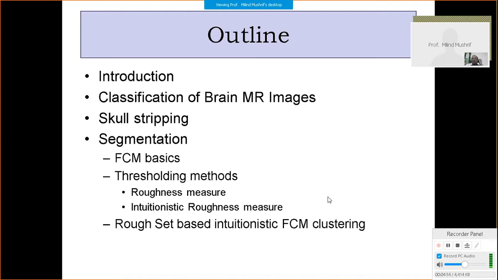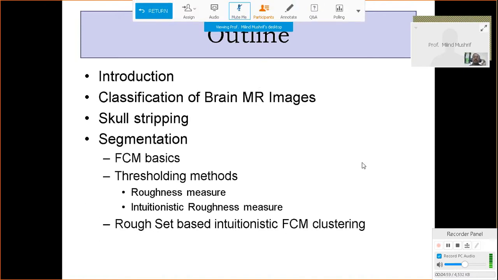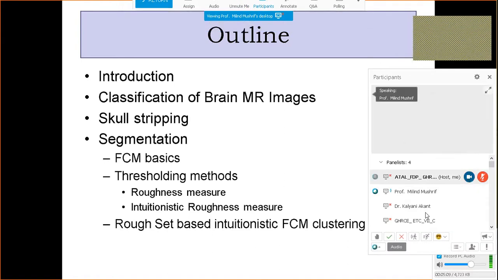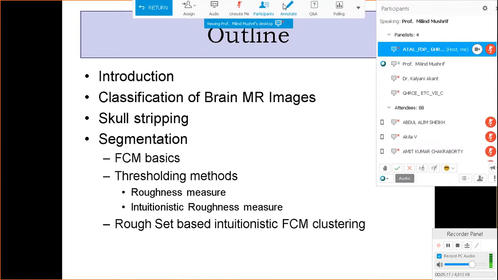This is the outline of my talk today. I will introduce a little bit about the MRI imaging technique, followed by classification of brain MR images, then skull stripping and segmentation.